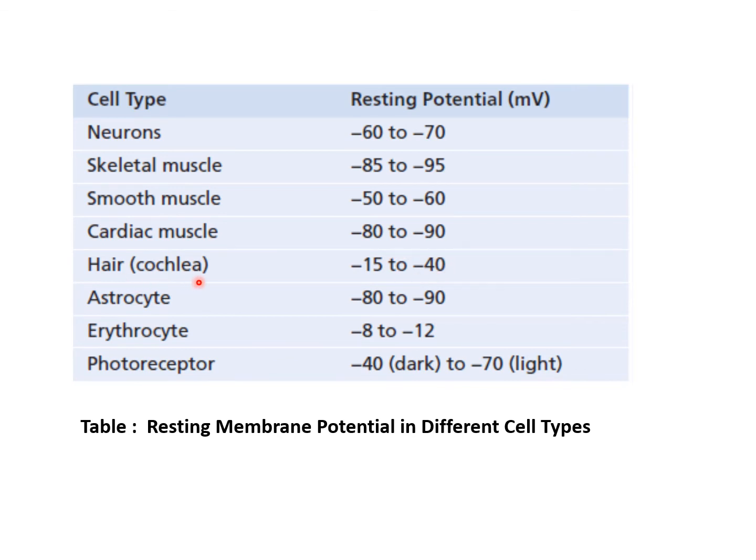In hair cells of the cochlea, minus 15 to minus 40 millivolts, and in astrocytes the resting membrane potential is about minus 80 to minus 90 millivolts, in erythrocytes minus 8 to minus 12 millivolts, in photoreceptors minus 40 in dark and minus 70 in light. So this is the resting membrane potential in different cell types.